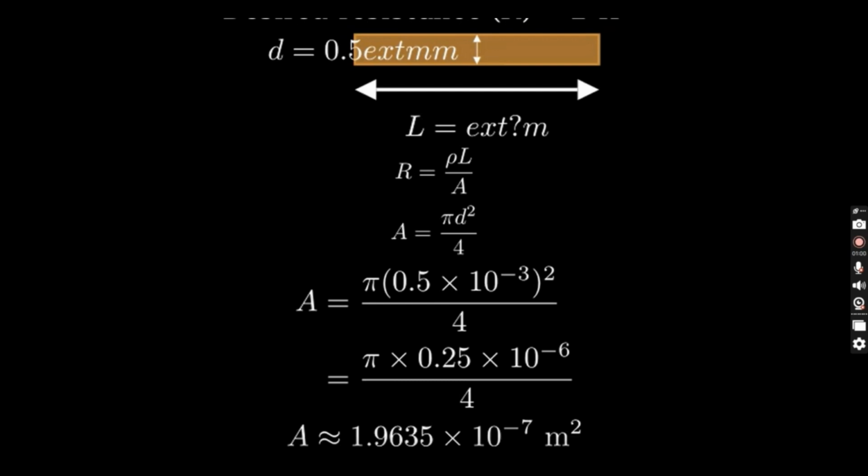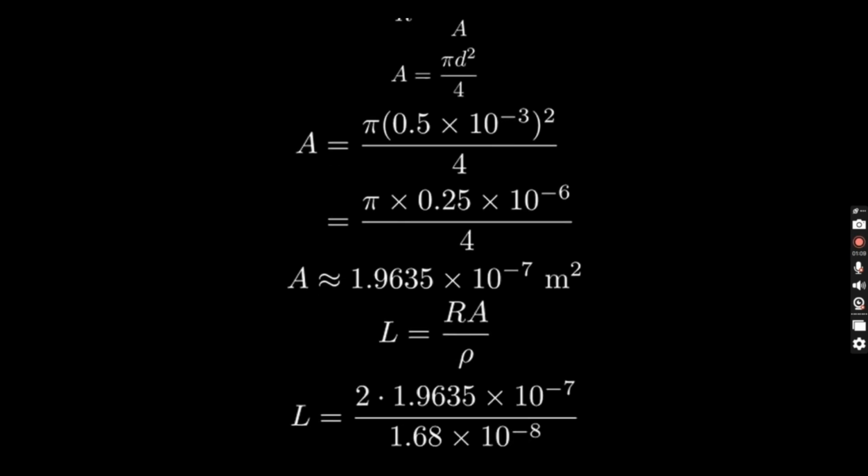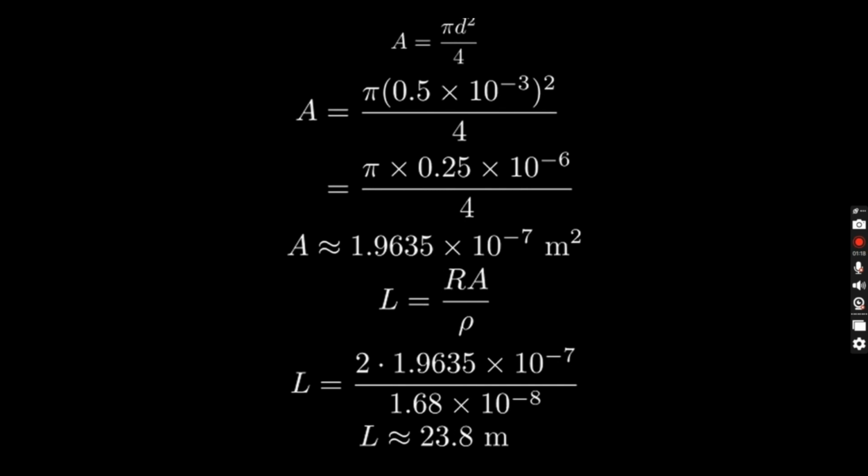Now we can solve for the length. Rearranging our resistance formula, length equals resistance times area divided by resistivity. Let's plug in our values. Resistance of 2 ohms, our calculated area, and the resistivity of 1.68 times 10 to the negative 8 ohm meters. Calculating this out, we get a length of 23.8 meters.